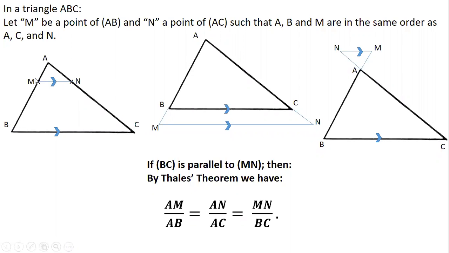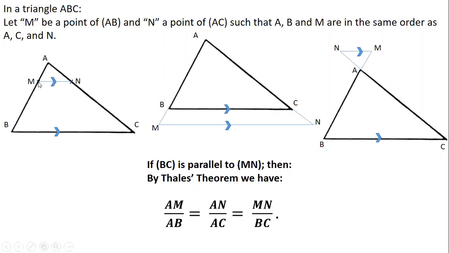Then the 3 points A, M, B and A, N, C are in the same order. Did you get what we mean by the same order? Both of the points M and N are taken between AB and AC. We cannot take M between A and B and N outside AC. No, they should be taken in the same order. So the 3 points A, M, B are in the same order as A, N, C. Okay, guys, did you understand this? Yeah, miss. Okay. So this is the first position of M and N.